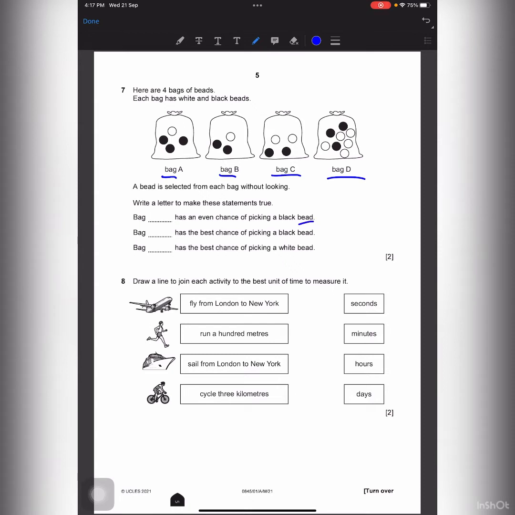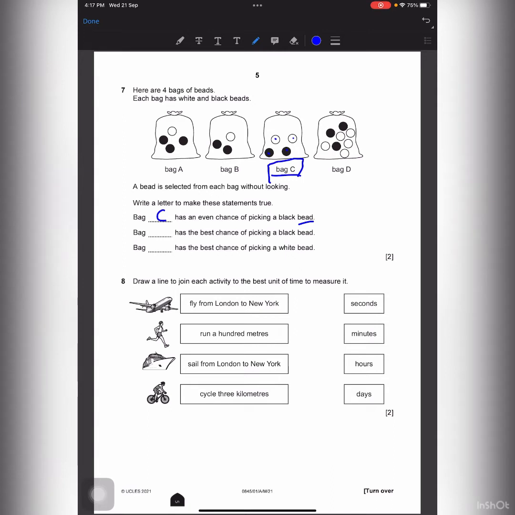I'm probably sure that's going to be bag C for this, because bag C, as you can see, there is an even chance. See, there's 2 whites and 2 blacks, so it's an even chance for both. It can be black or it can be white. We don't know. It's going to be even chance. But look at this. We can't say this one is it, because there are 3 blacks and only 1 white, so there's a greater chance of it being black than white. So our answer is C.